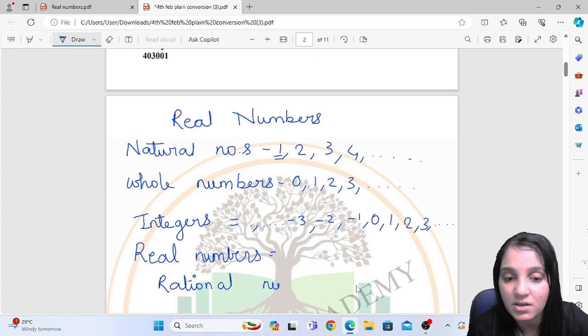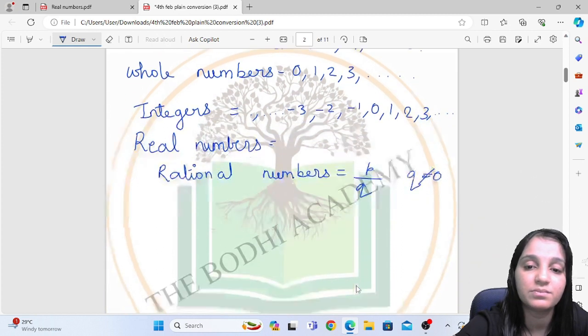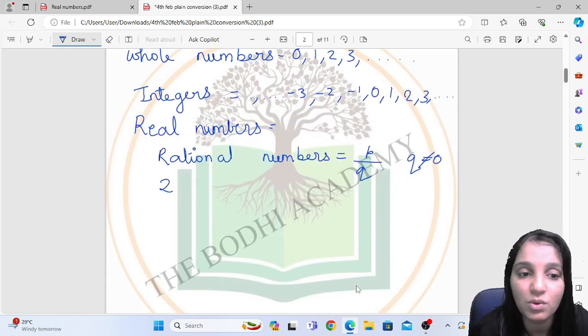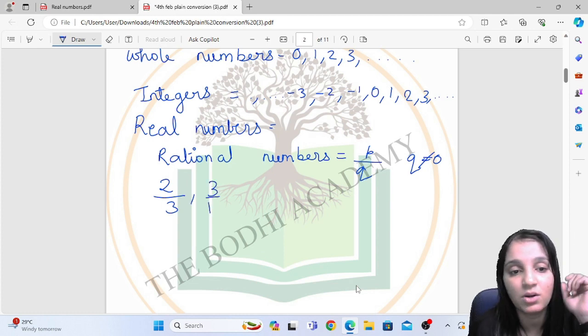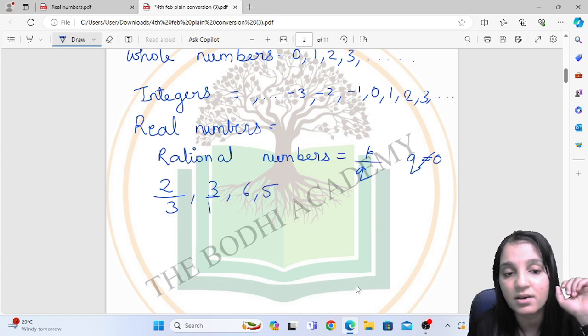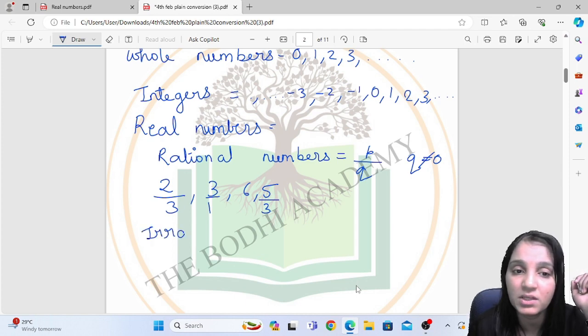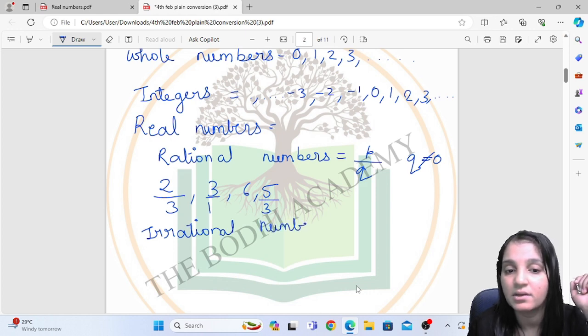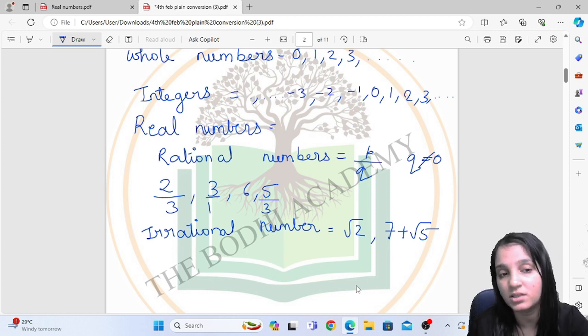Rational numbers are the ones which can be written in p upon q form, where q is not equal to 0, like 2 upon 3. Now 3, we can write 3 as 3 upon 1, right? Then 6, 5 upon 3. These are all rational numbers. And irrational numbers are the ones which cannot be written in the form p upon q, like root 2, then 7 plus root 5. These which contain root signs are called irrational numbers.